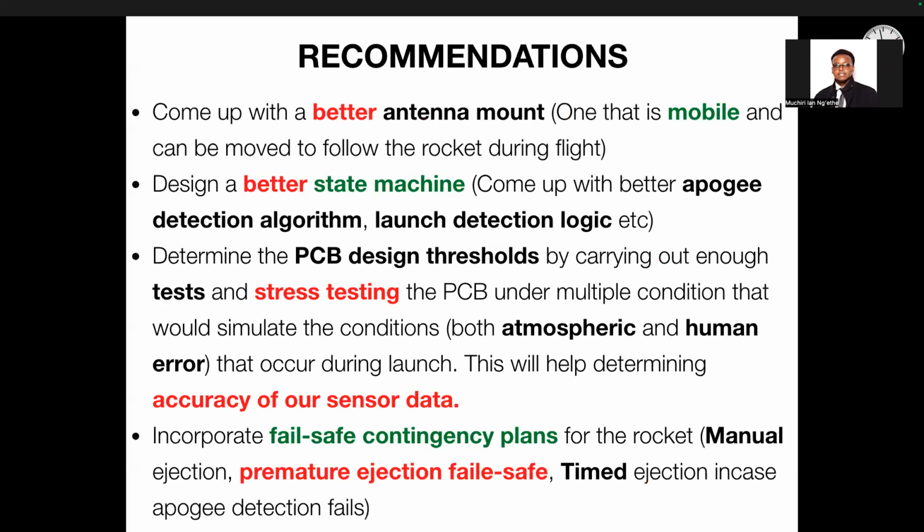Next slide. Some of the recommendations: we will need to come up with a better antenna mount based on the first rocket, since data was not being transmitted when the antenna was mounted on top of the current antenna mount. I would suggest creating a mobile antenna mount that can be moved to follow the rocket trajectory during the flight, and even at the base station. We also need to design a better state machine and come up with better apogee detection algorithms and launch detection logic. For example, the 100 meters threshold didn't work correctly. And we also have some issues with our apogee detection algorithm.